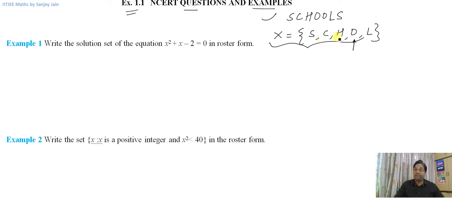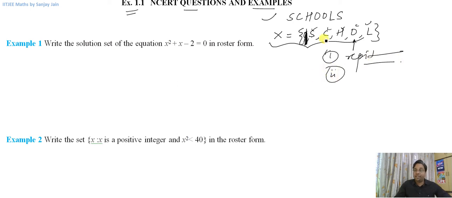Even if I write one more O, it will not be correct. Even if I ask you how many elements are there, there are still 5 elements: 1, 2, 3, 4, 5. So this O is meaningless here, so I don't have to write anything redundant inside it because it doesn't convey any meaning. So S, C, H, O, L. The first thing that we learned is repetition is not allowed inside the set.